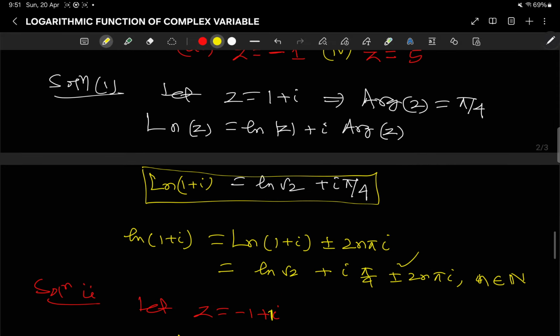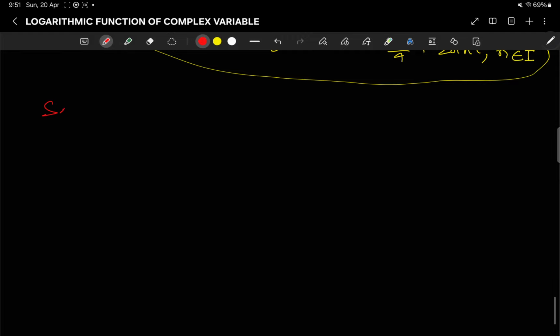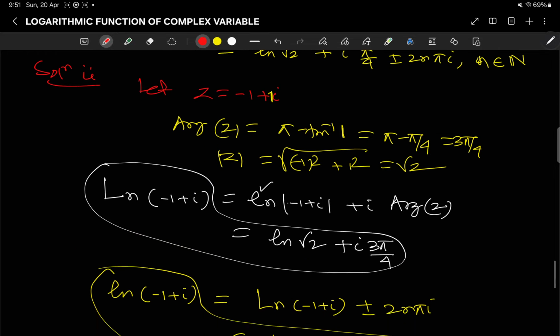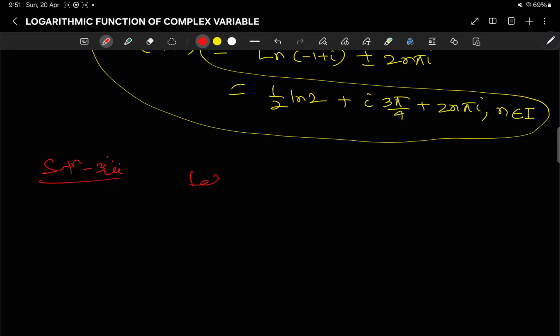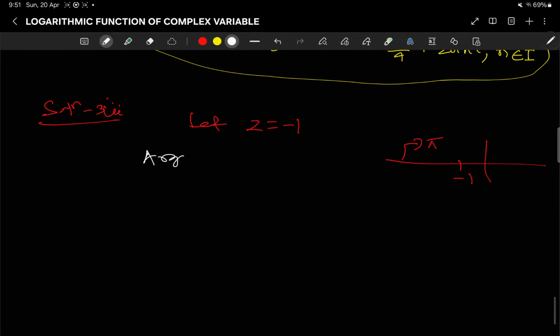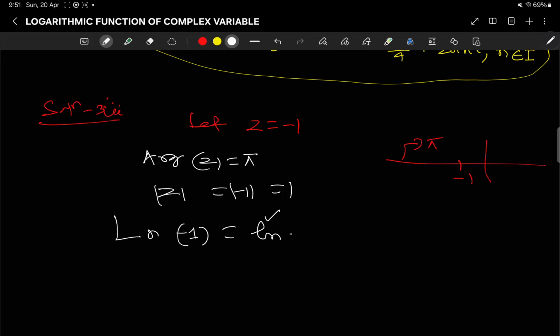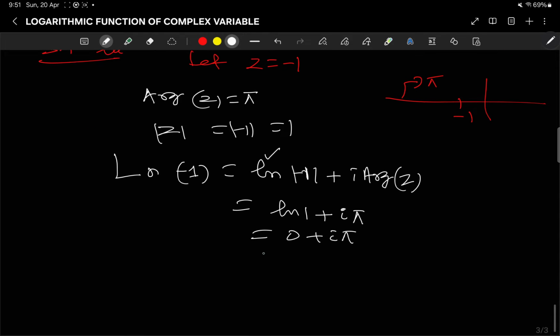Next, for solution 3, z is equal to −1. Let z = −1. So z = −1 lies on the negative real axis, so its argument is π. So arg z is equal to π, and what is |z|? |−1| is equal to 1. So ln(−1) is ln|−1| + i arg z, which is equal to ln 1 + iπ. ln 1 is 0, so this is equal to iπ.